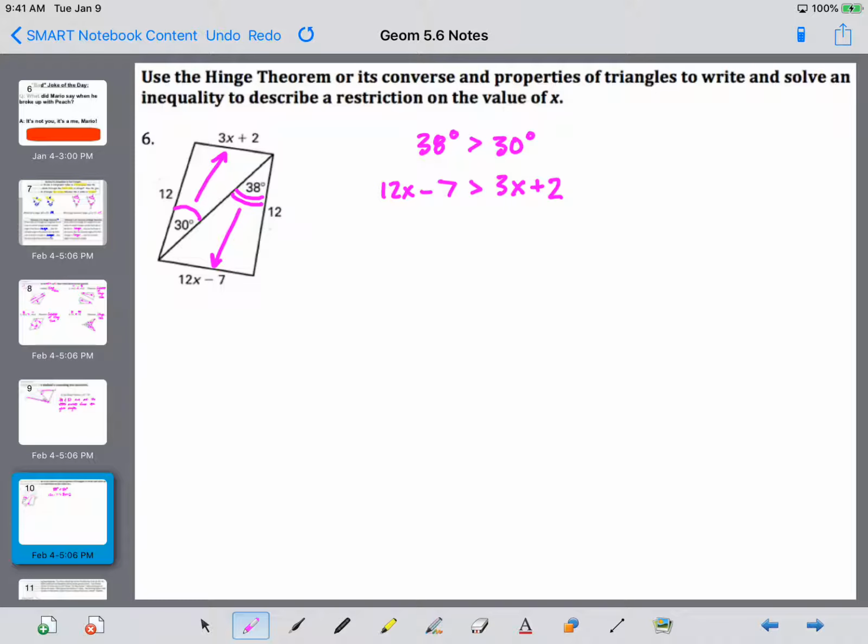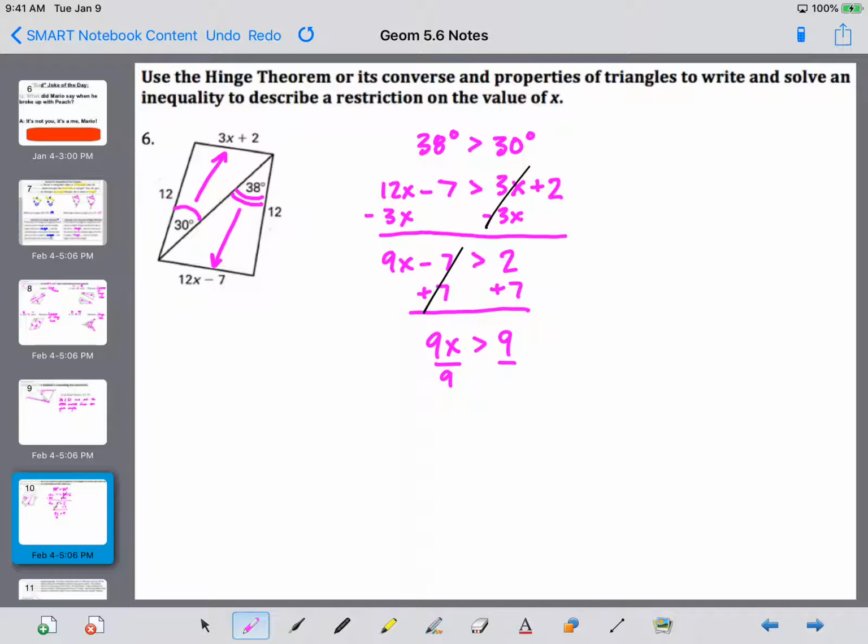Then we can solve this just like we would any equation. We can start by subtracting 3x from both sides of the inequality. These cancel, and we end up with 9x minus 7 is greater than 2. We can go ahead and add 7 to both sides. These cancel, and we end up with 9x is greater than 9. If we divide both sides by 9, we get x is greater than 1. So we know that in this case, the x value would just have to be something larger than 1.